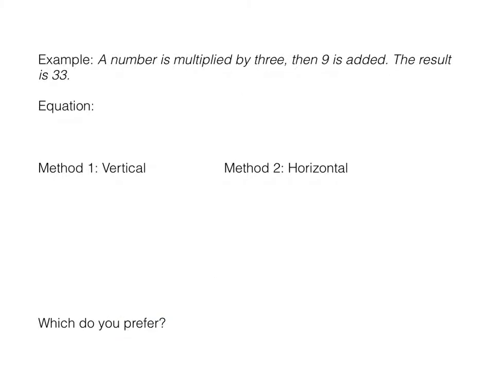So we're going to both translate and solve this equation. A number is multiplied by 3, then 9 is added. The result is 33. So let's get our equation. And I actually made an image for that, so let me go grab it. There it is. 3a plus 9 equals 33. A number is multiplied by 3.